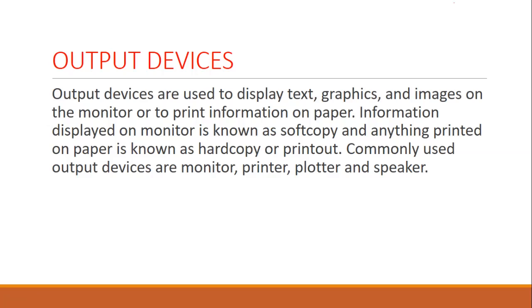Okay, output devices, why we use output devices? To display the text, graphic, image on the monitor or to print that information on the paper. If information is displayed on the monitor, it will be in the soft copy, and if anything is printed on the paper, it will be in the hard copy, either displayed or printed.